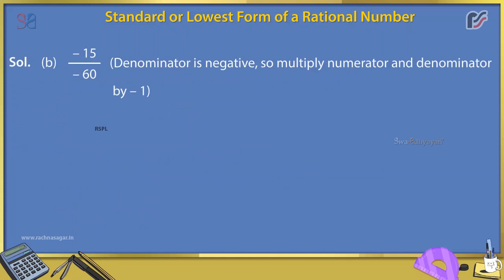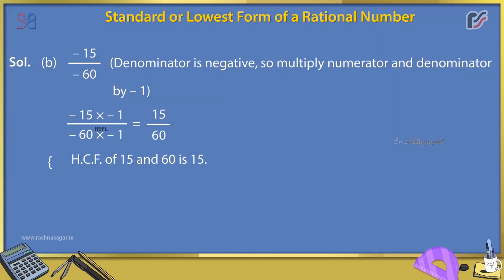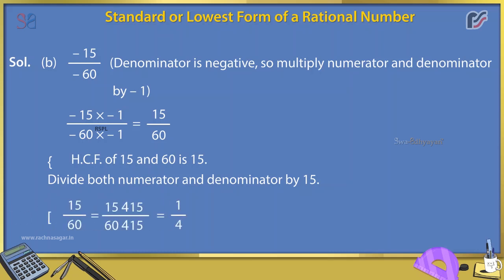B. Minus 15 by minus 60. The denominator is negative, so multiply numerator and denominator by minus 1. Minus 15 into minus 1 by minus 60 into minus 1 is equal to 15 by 60. Because the HCF of 15 and 60 is 15, divide both numerator and denominator by 15. Therefore, 15 by 60 is equal to 15 divided by 15 by 60 divided by 15, which is equal to 1 by 4.